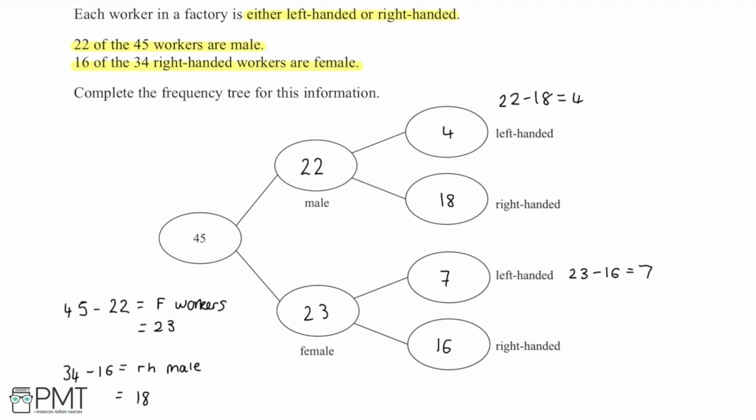Now, as for how the marks are awarded here, you get the first mark for placing one correct piece of data. So that could be either the 22 or the 16 that were given in the question. The second mark's for correctly placing a piece of data and for finding at least one unknown piece of data. So that would have been for the 23 here, or the 4, or the 18, or 7. And then the final mark is just for this fully correct, completed tree diagram.